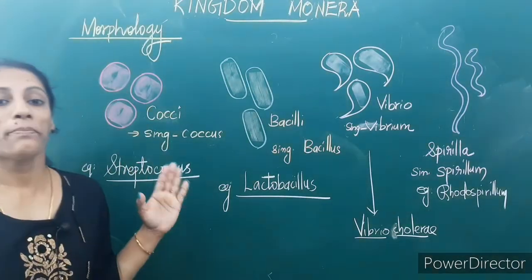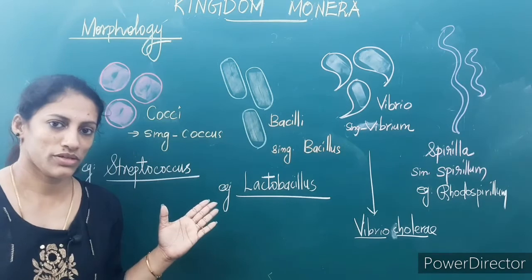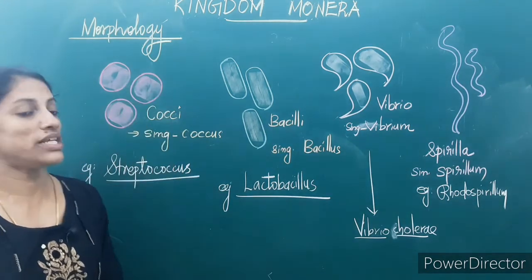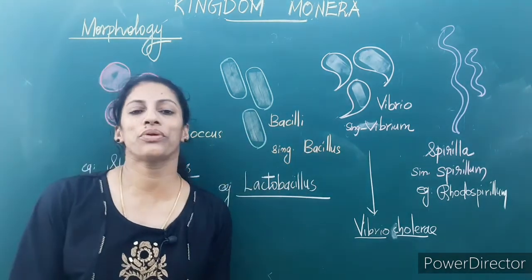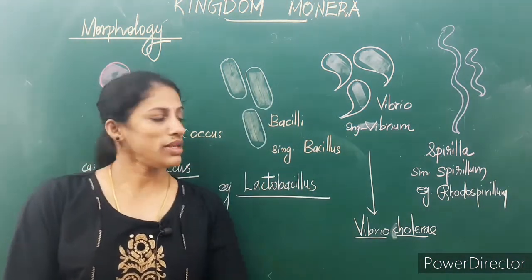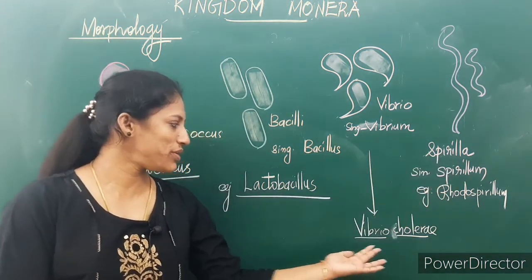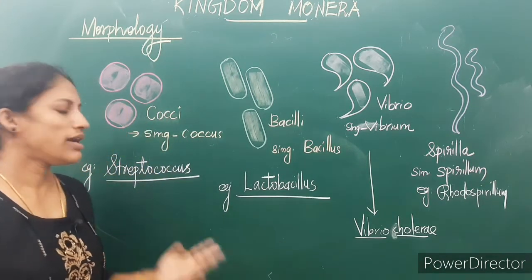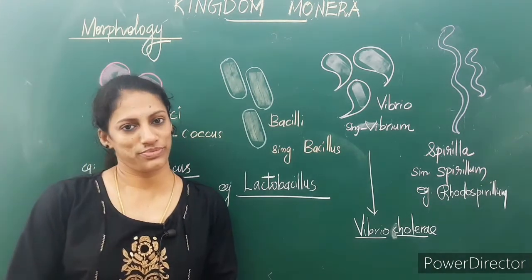So these are the major shapes. Morphologically, bacteria, Monerans, are seen in these four major shapes. Simple fact: study one example for each. Rhodospirillum, Vibrio cholerae, Lactobacillus and Streptococcus.